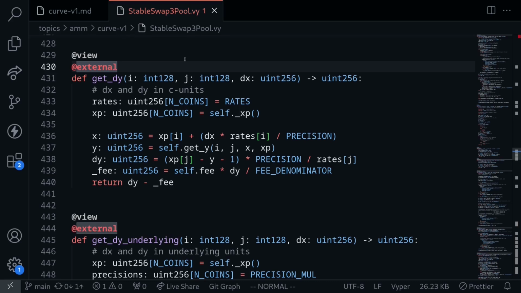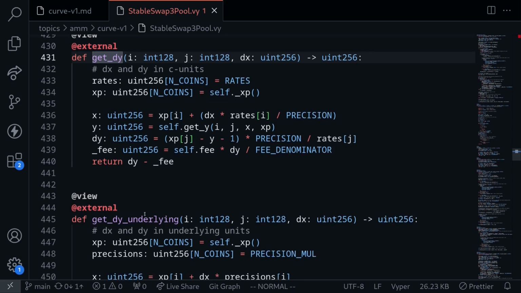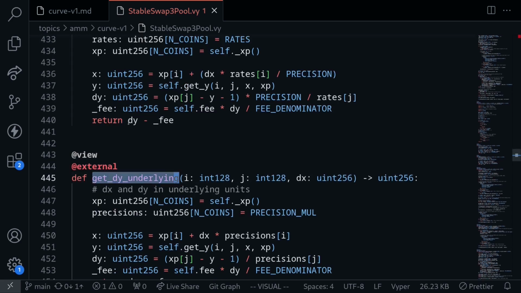If you wanted to know the amount of tokens that will come out from a swap with a Curve V1 AMM, then what function should you call? The function that you should call, which will calculate the amount of token that will come out if you were to swap with the Curve V1 AMM, is the function get_dy and get_dy_underlying. So there are two functions.